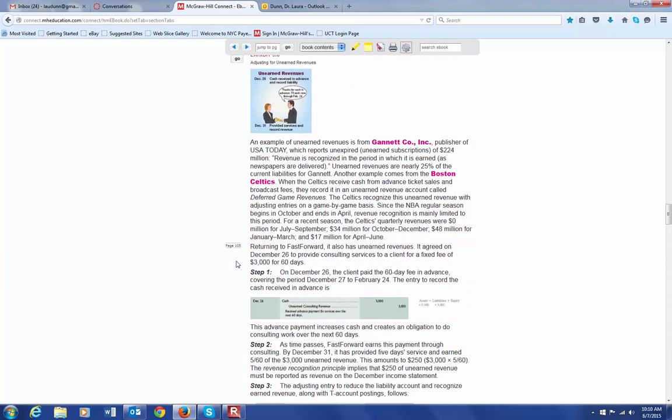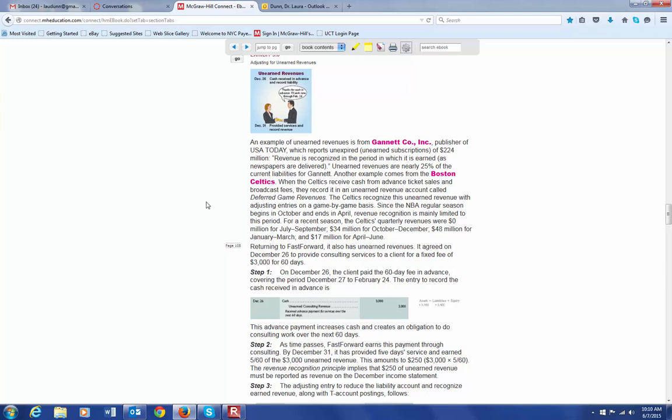So let's look at an example. Okay, this is a newspaper subscription. So obviously you usually pay for your newspaper for a period of time in advance. So when that company receives that money, they're receiving money for newspapers that they haven't delivered yet. So that's unearned revenue. So as you can see here, unearned revenues are nearly 25% of their total current liabilities.